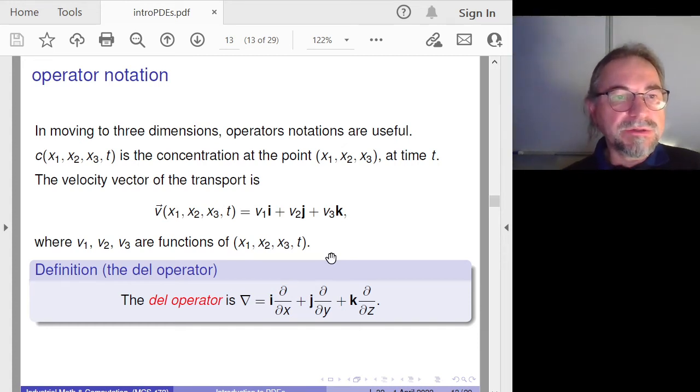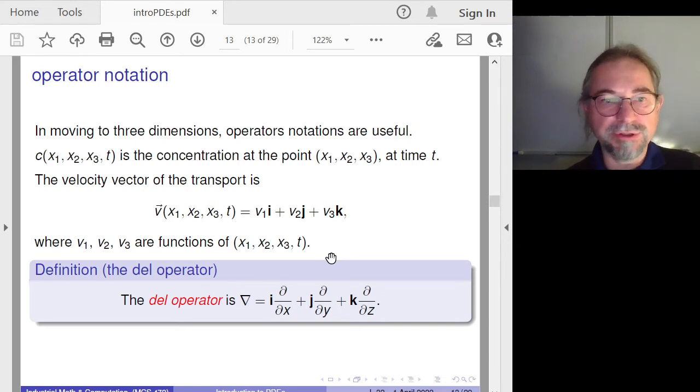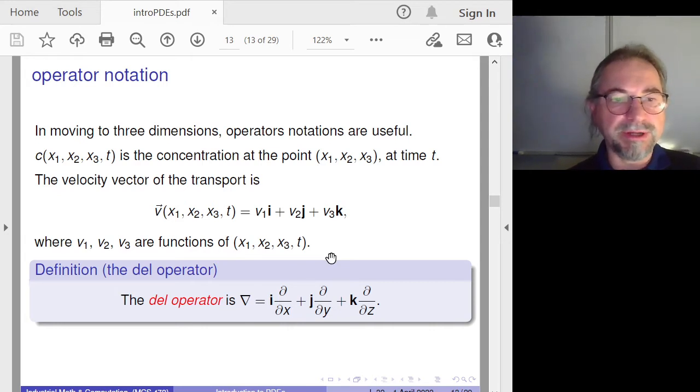So we have a concentration now. We were looking at a 1-dimensional problem, but here the concentration is defined in 3 variables. Actually four variables, time is the fourth one. So we are working in 4 dimensions. We have the velocity vector, which is written, from multivariate calculus, with the quaternion notation. With this notation, we define the del operator.